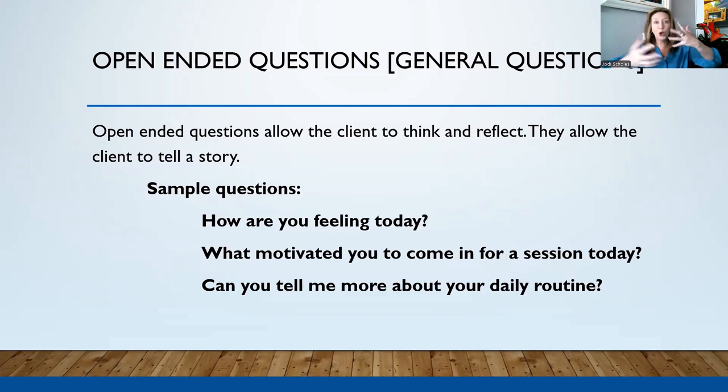There's going to be more words, right? We have different elements of clients. We have air clients, water clients, fire clients, and earth clients. You're not going to be asked about this on the MBLEx. But those air clients, woo, they like to talk. They love these general questions. Let me tell you my story, right? So some sample questions. How are you feeling today? What motivated you to come in for a session today? Can you tell me more about your daily routine? So these are considered open-ended questions.